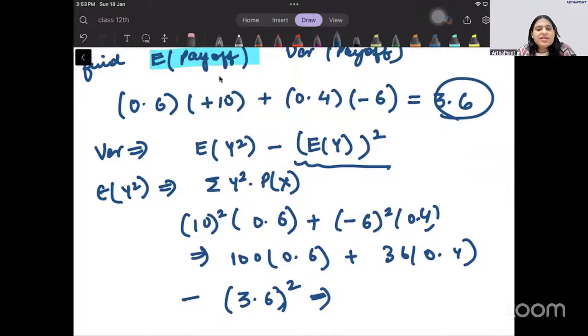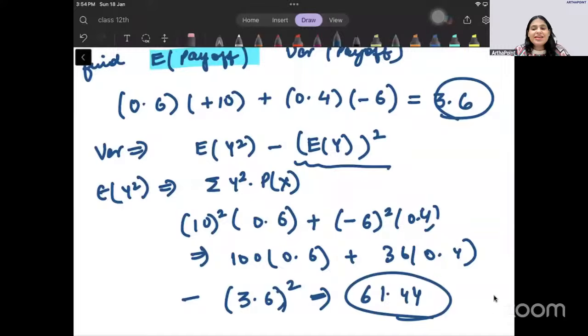How about others? Everyone is getting 61.44. Is everyone getting 61.44 the answer? Yes. Okay, 61.44. ठीक है, so this is your Bernoulli.